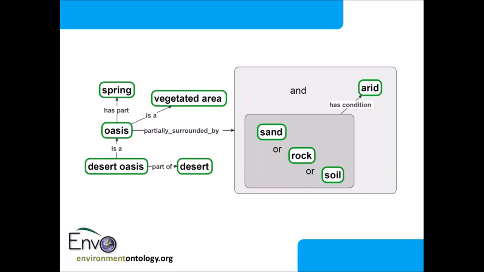Making it a little bit more complicated and probably more satisfying, we can take something like an oasis. And if we then connect it to other kinds of environmental types, we can start to say what makes an oasis different from other kinds of, in this case, vegetated areas. So an oasis is a vegetated area. Importantly, it has to have a spring as a part. It then is surrounded, or partially surrounded, by some sort of solid material. It could be sand or rock or soil, and that sand, rock, or soil is arid.